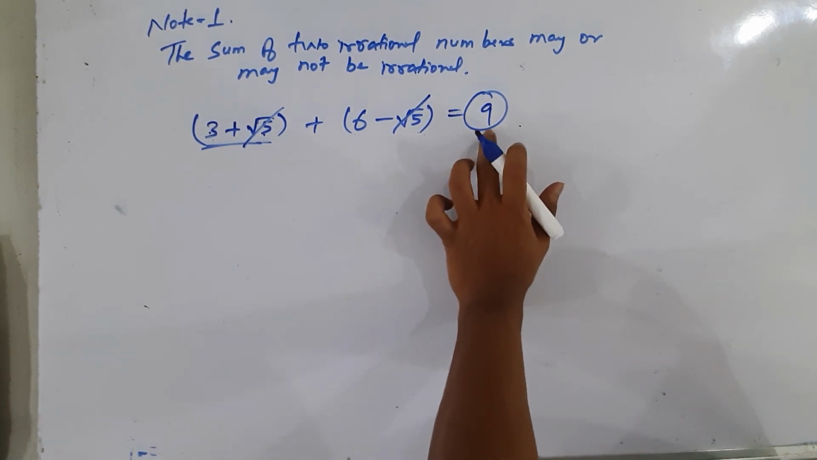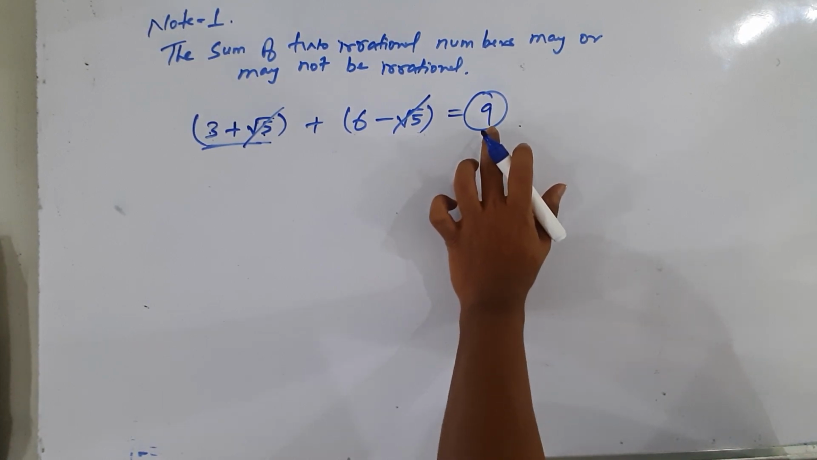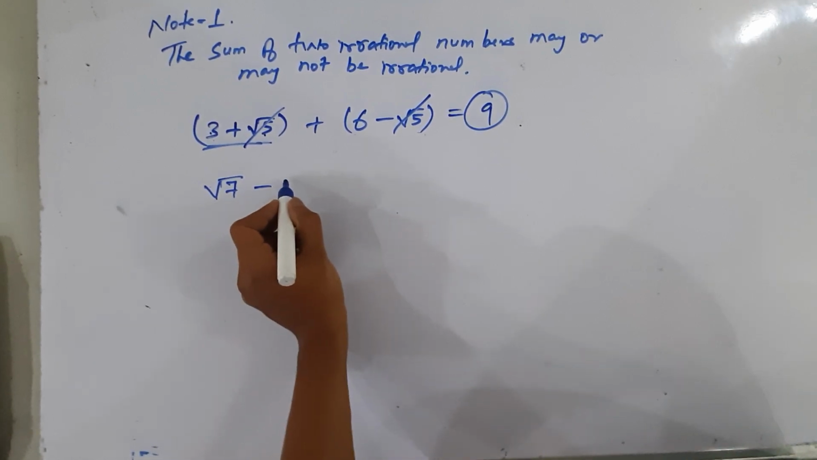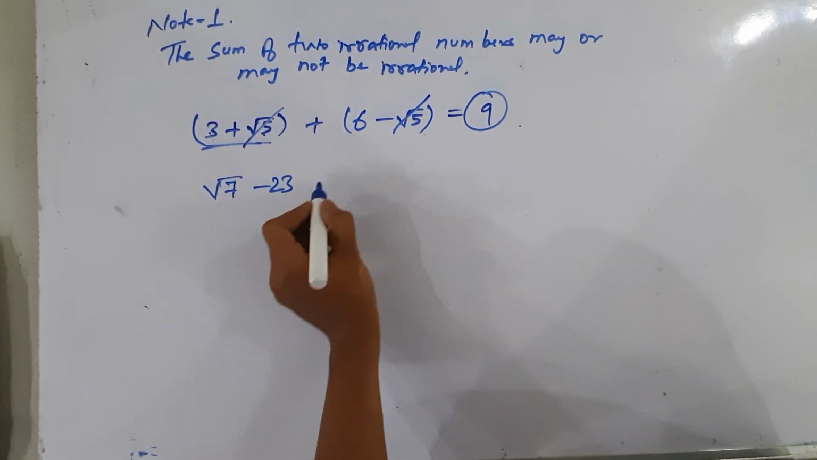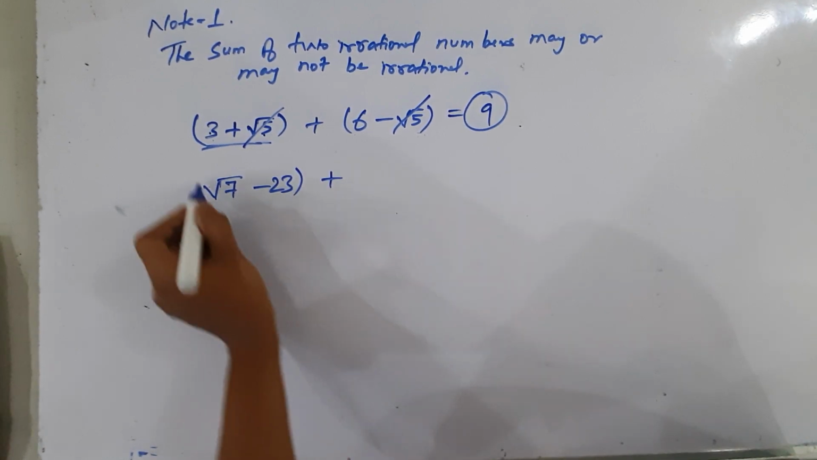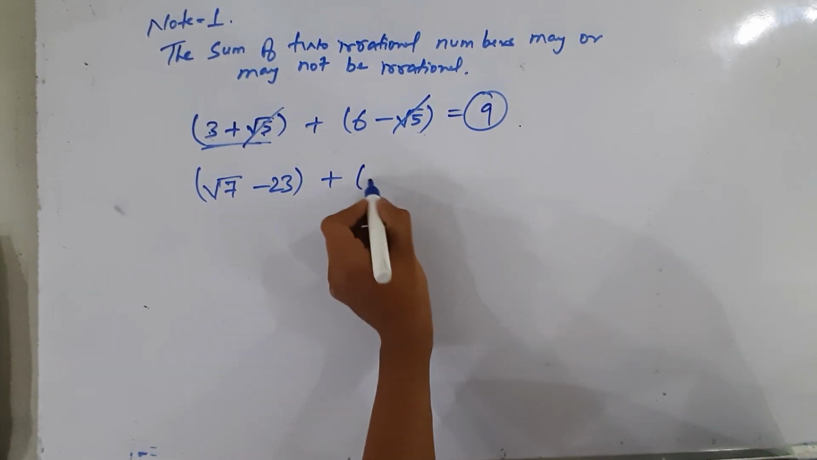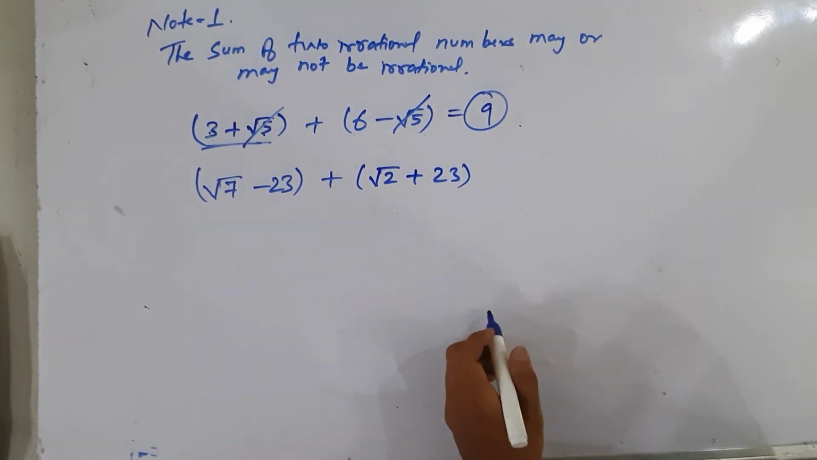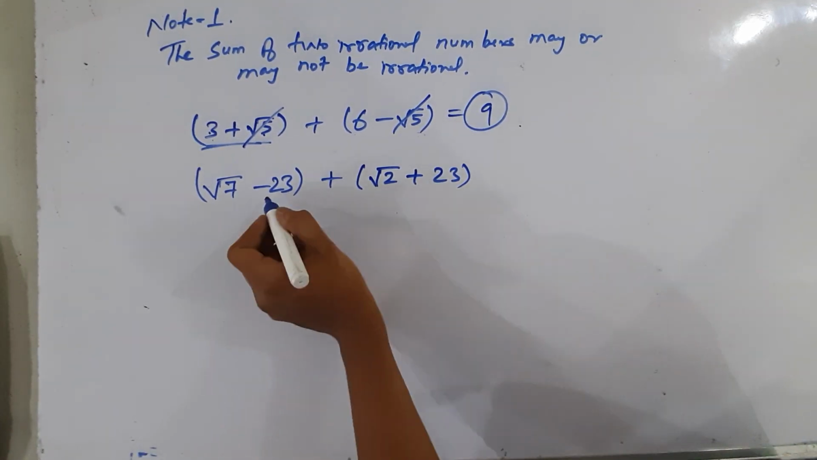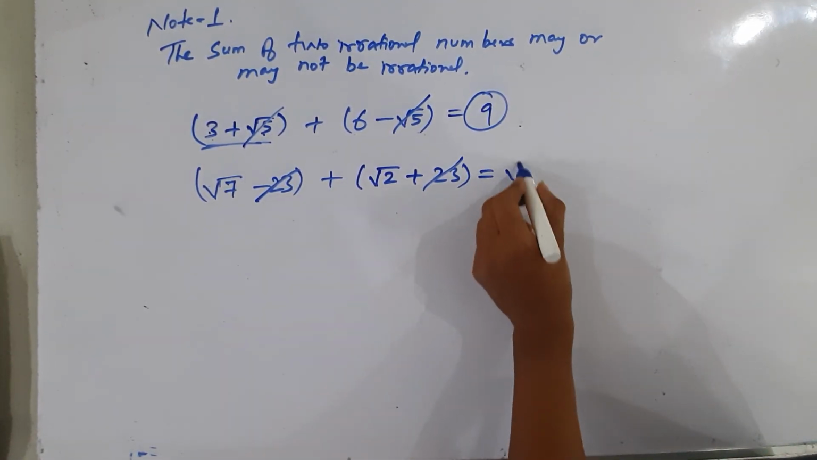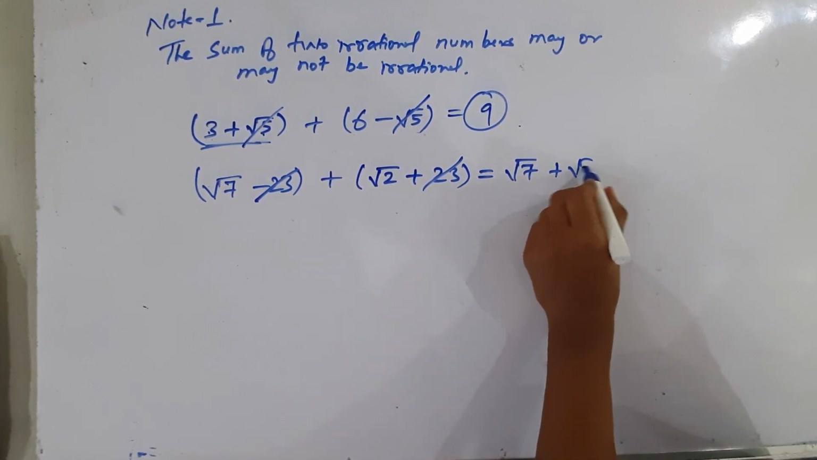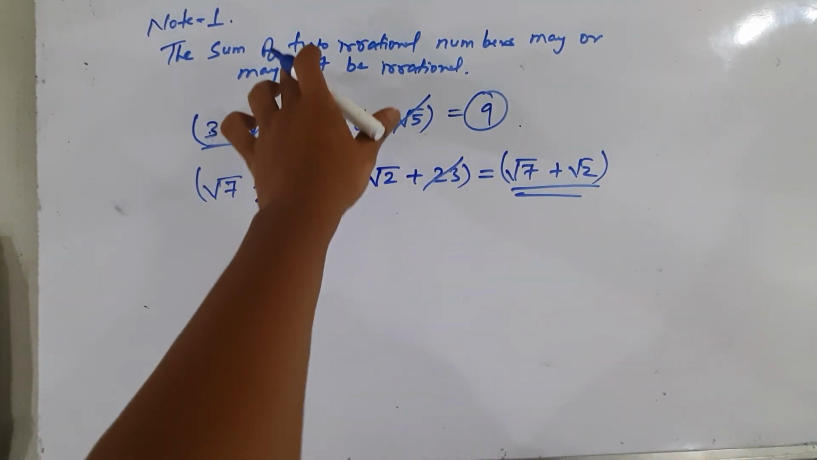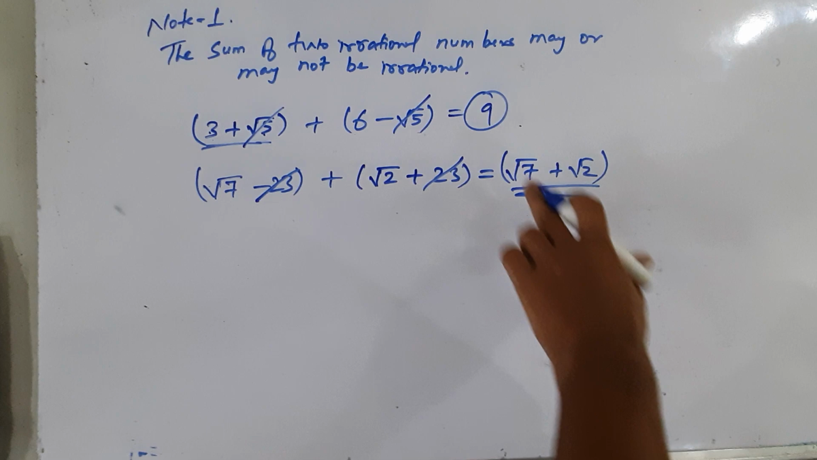Like here we can see it is coming irrational, and here it is coming a rational number. If we take another example, root 7 minus 23, this is an irrational number. If we take another irrational number, root 2 plus 23, then minus 23 and plus 23 will cancel, so we get the output root 7 plus root 2. So we got an irrational number again. So the point is, the sum of irrational numbers can be rational or it can be irrational.